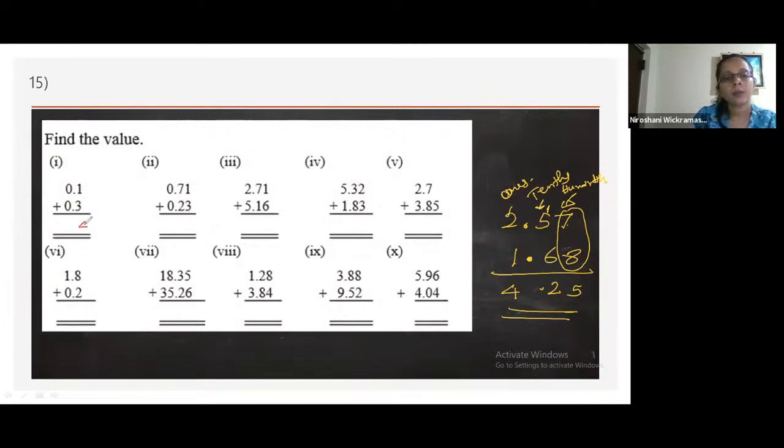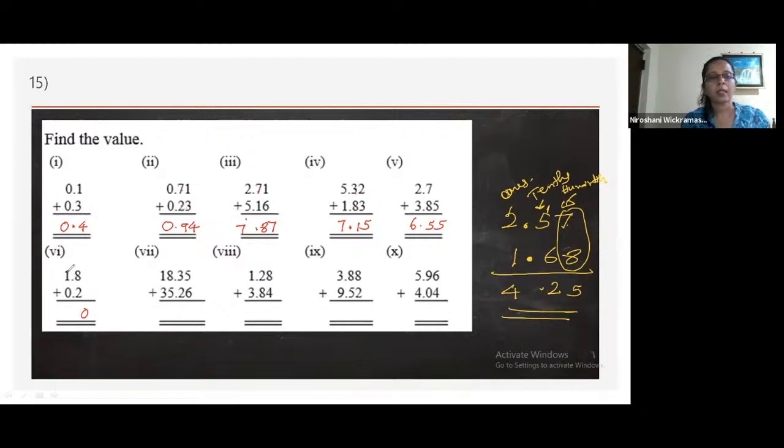1 and 3, 4. Decimal place here 0. 1 and 3, 4 here. 7 and 2, 9. 0.94. 1 and 6 here 7. 7 and 1, 8. 2 and 5, 7. 7.87. 2 and 3, 5. 3 and 8, 11. 1 remaining, 6 and 1, 7. 7.15. 5, 7 and 8, 15. 1 remaining, 6.55.